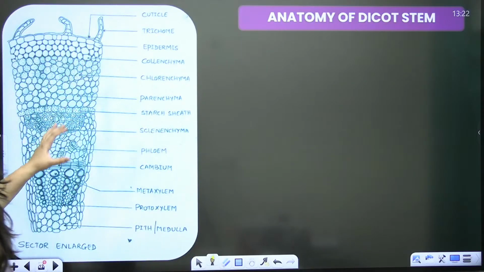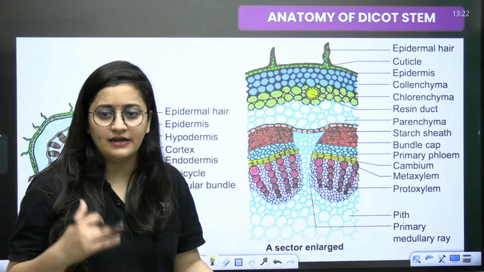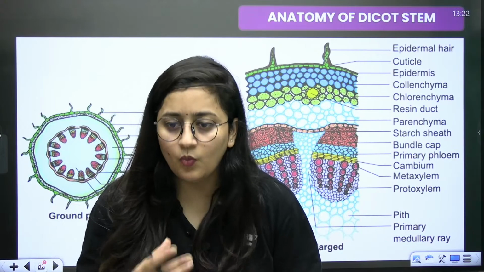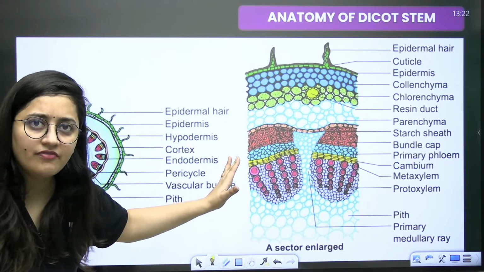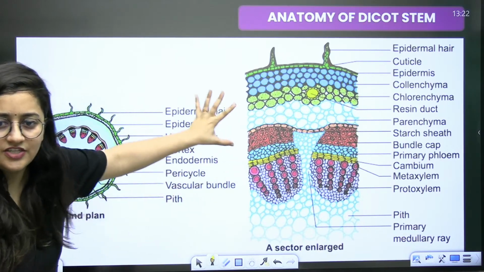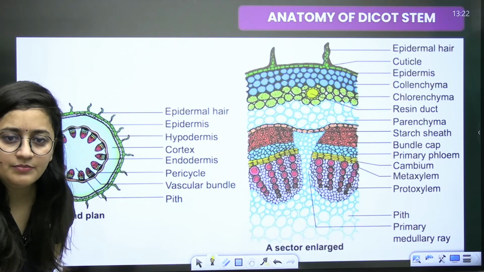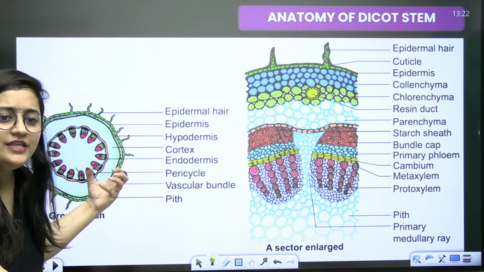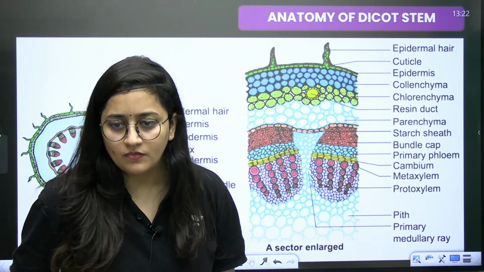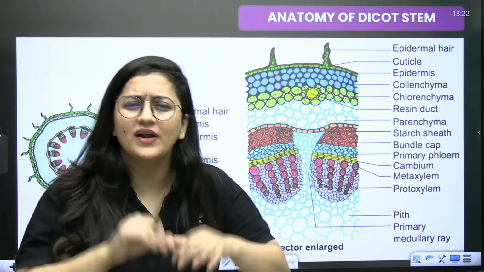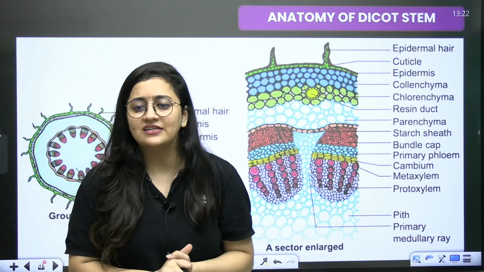Now just look at this diagram. It is directly from NCERT. Already in the tissue system we have covered it, but still just look at this diagram and tell me what you are going to write about the dicot stem. And how can you identify by looking at the section that it is the dicot stem? Whatever you know about the dicot stem or about the stem section, tell me in the chat section, students.